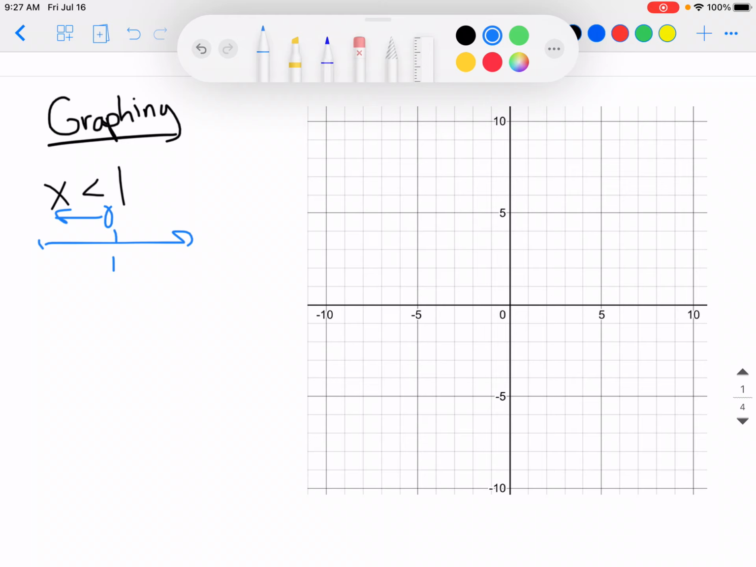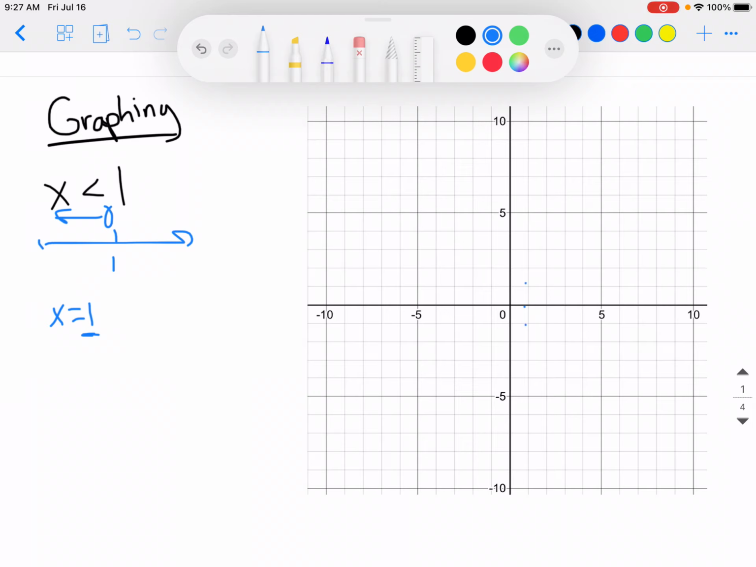And what we want to do is think of this as x is equal to 1. How would we graph that? Well, anytime you have x equals, we have a vertical line at that x spot on the x-axis. So we're going to go to 1, and we're going to have a vertical line right there.